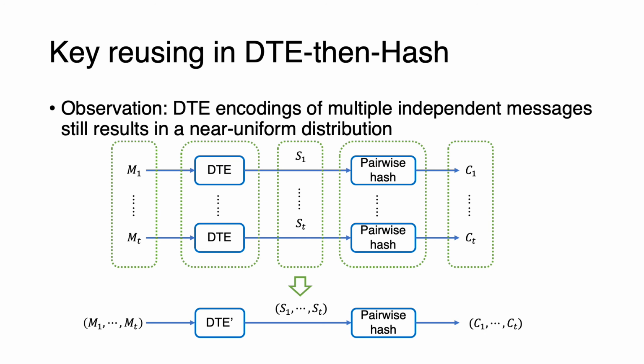If we combine the n messages into a large message vector, we can get a DTE of this vector by performing DTE on each piece of the message separately and then combining the outputs together. Furthermore, combining n pairwise hash functions together still gives a pairwise hash function. In this way, security in the multiple messages case can be proved using the results in the single message case.